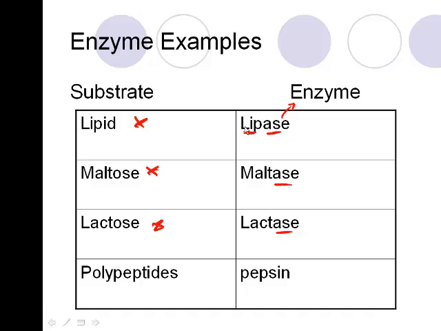So lipase will break down lipids. Maltase will break down maltose. Lactase will break down lactose. But it's not always like that. Pepsin, which you're going to find in the stomach, is going to start to break down proteins or polypeptides.